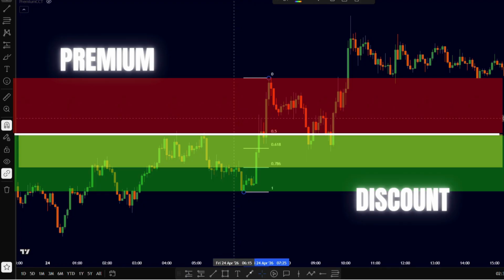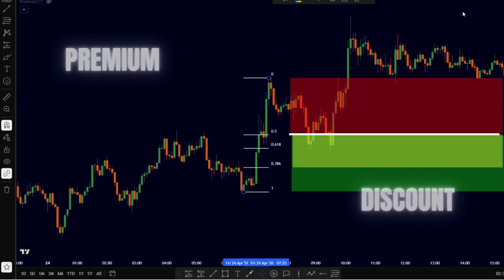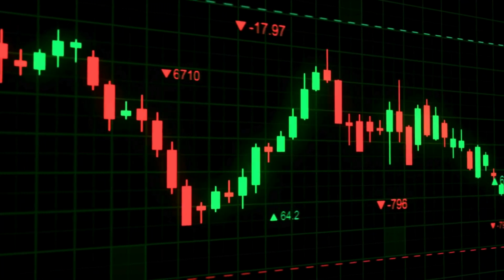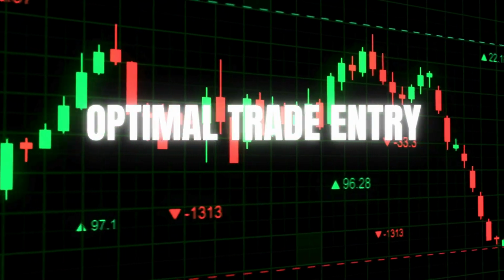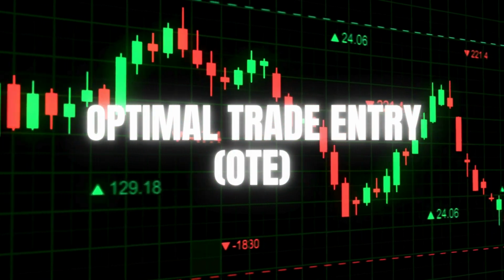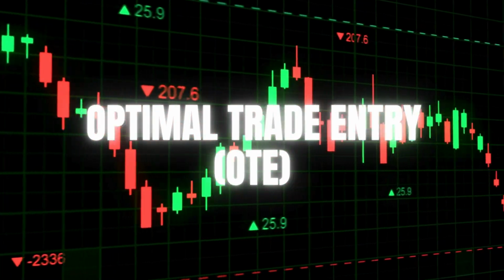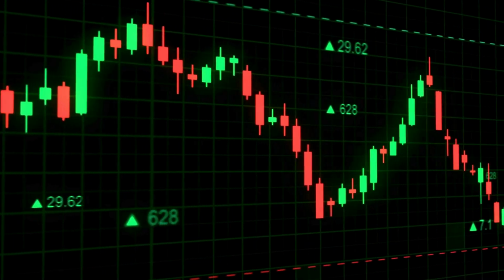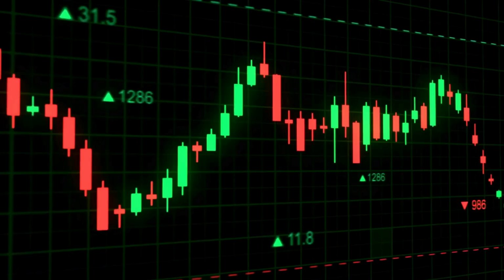The 61.8% and 79% levels are particularly important within the discount zone. And that deeper concept of entering specifically at those levels is what ICT calls the optimal trade entry, or OTE. We will cover that in its own dedicated episode later in the series. For now, just know that the deeper into discount you can enter, the better your risk to reward becomes.